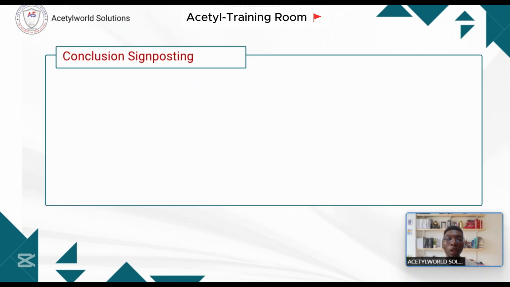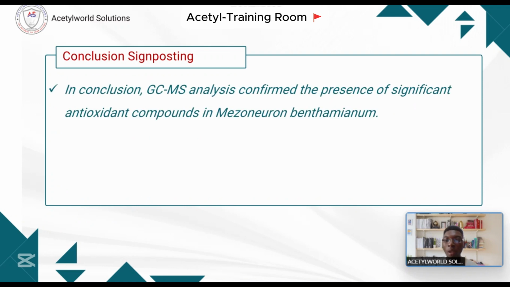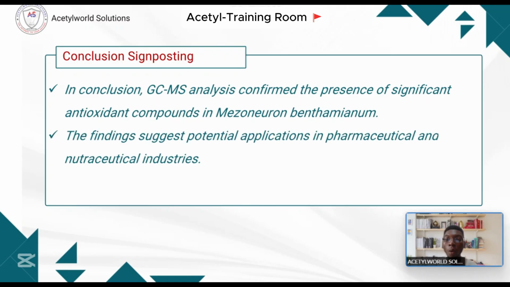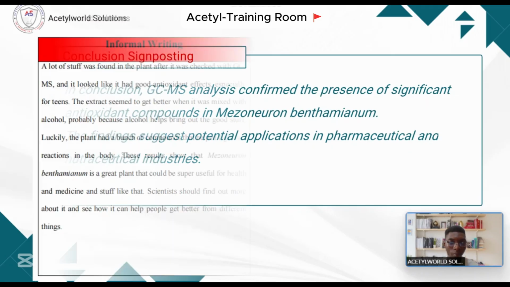The last one is the conclusion signposting. "In conclusion": that statement is a signposting trying to guide your readers to the concluding part. Another one is "the findings suggest," that's a conclusion. Another one, I actually say, is "in summary," "in all," "overall." Those statements are actually signposting. They are conclusion signposting.